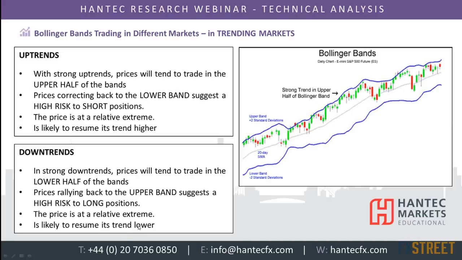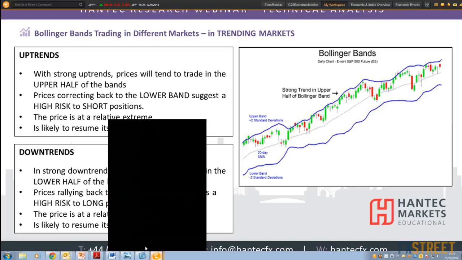Similarly, in a downtrend, you're looking for prices to be in the lower half of the Bollinger Bands. You're looking for any sort of move into the upper half of the band to be seen as a chance to sell, and subsequently any prices rallying towards the upper half is an extremely high risk to any long positions. So let me show you how that works in practice.